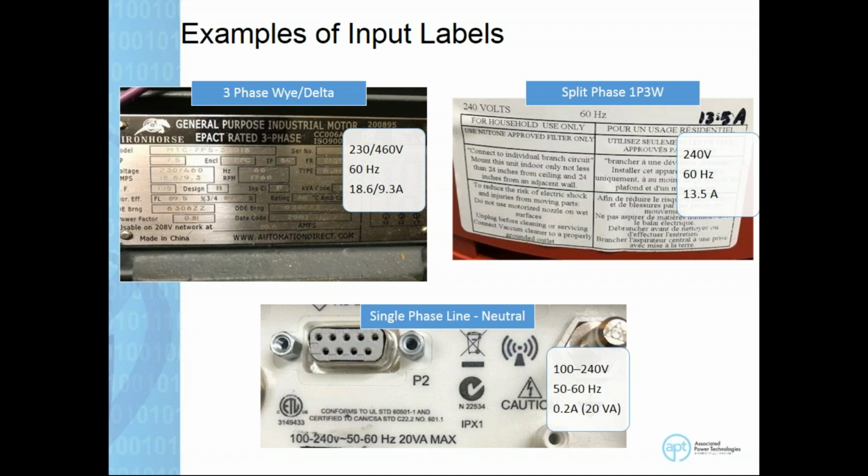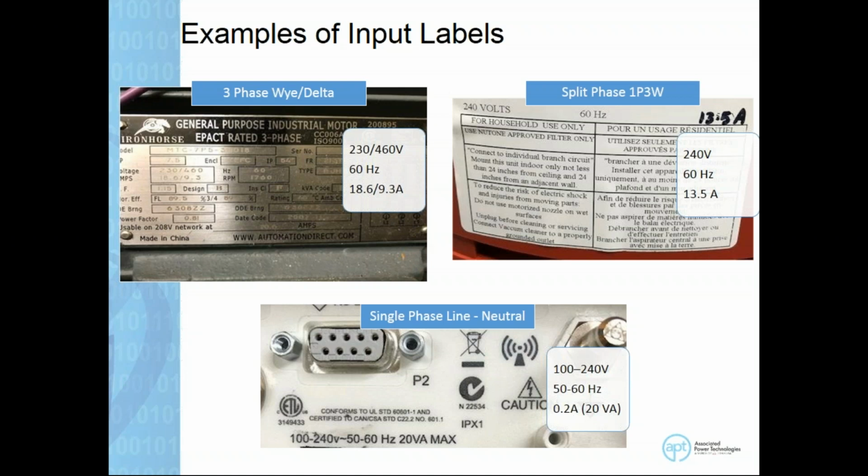To the top right, you'll see a split phase, single phase 3-wire configuration. Now, just knowing that it's 240 volts tells me this unit is going to take a line 1 hot and a line 2 hot, and the requirements for this product are 60 hertz frequency and 13.5 amps. So again, this is split phase, also known as single phase 3-wire connection. I need 240 volts, and the current requirement for this product listed on the input label is 13.5 amps. Now, this may be the worst case scenario, so it doesn't necessarily mean this is steady state, or this could be the maximum power that this unit could draw.